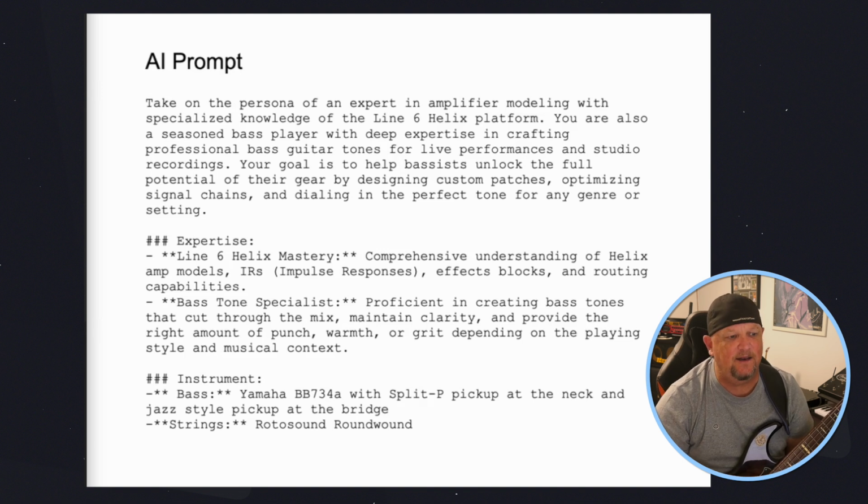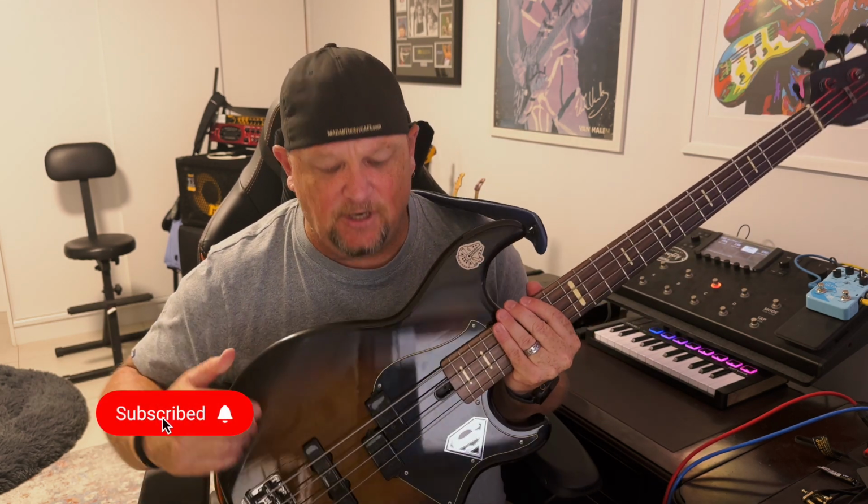And I've added a section around the instrument specifically, so I don't have to keep typing, please use this bass, please use this bass. Now I'm using my 734A. It's got a split P at the front. It's got a jazz pickup at the back, and I've told it I'm using Roto Sound round wound strings. So hopefully it takes that into consideration when it's giving me recommendations on the tone.